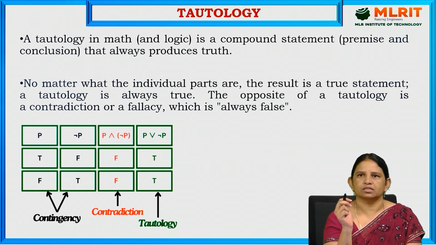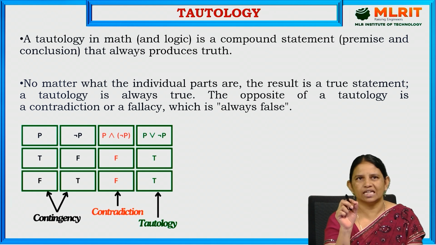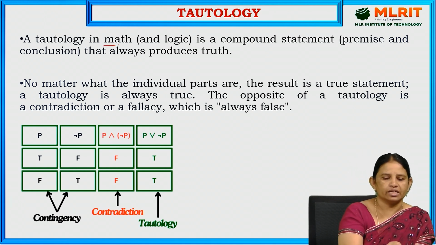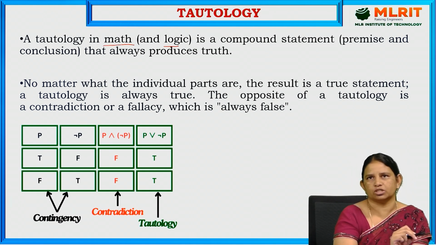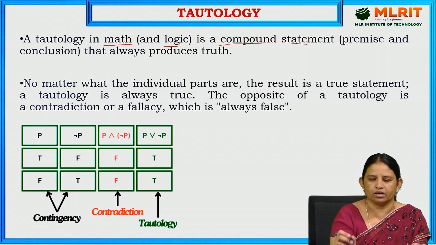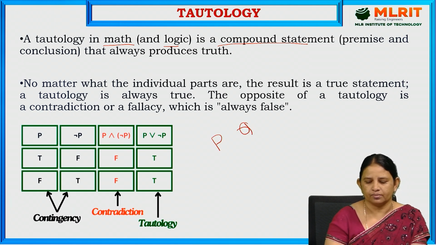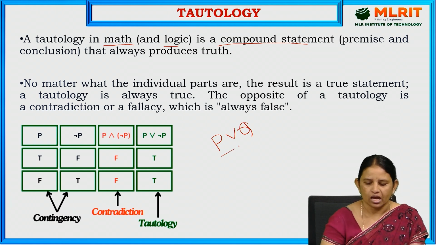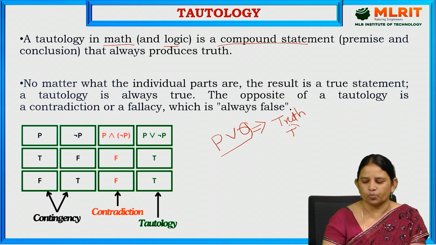First, we are going to discuss what is meant by tautology. What is the definition of tautology? A tautology in maths, or in propositional logic, is a compound statement. What is meant by a compound statement? A compound statement consists of two propositions connected with the help of a connective symbol. If the truth value is true for any compound proposition, then that statement is called a tautology.